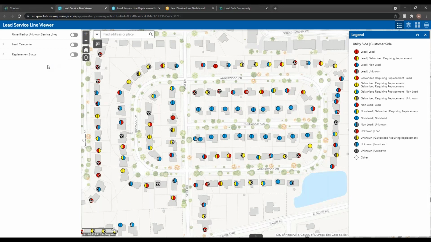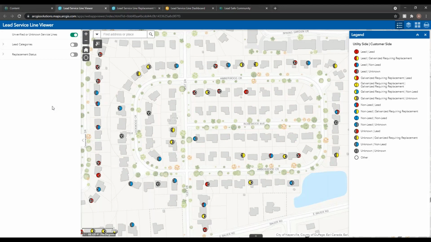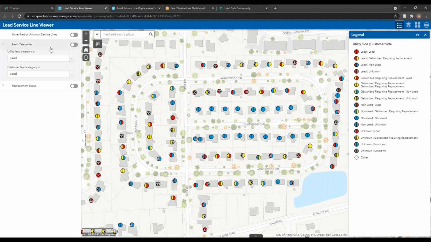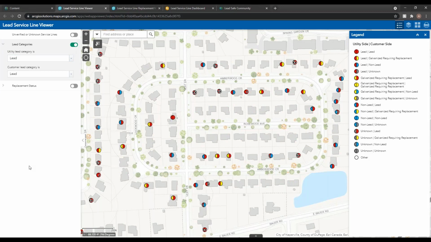Looking over on the left, we have a few filters to help prioritize work and to help filter out certain combinations of lead categories. So at the top, we have an unverified or unknown service line. So these are the service lines that you're going to want to prioritize because you have not verified the material or you don't know what the material is. So you can turn that on and it will filter out the map. Underneath that, we also have a lead categories filter, which for right now is set to lead on either side. And if we turn that on, now we're only seeing the service lines that have lead on either side or on both sides. So we can use a combination of these filters to help target the activity that we want to perform and also to prioritize which service lines we want to visit first.